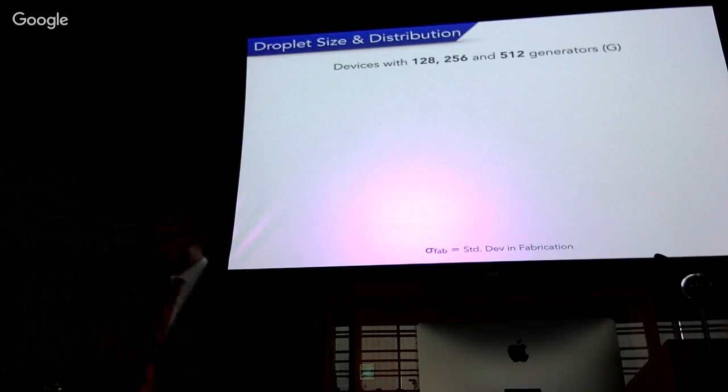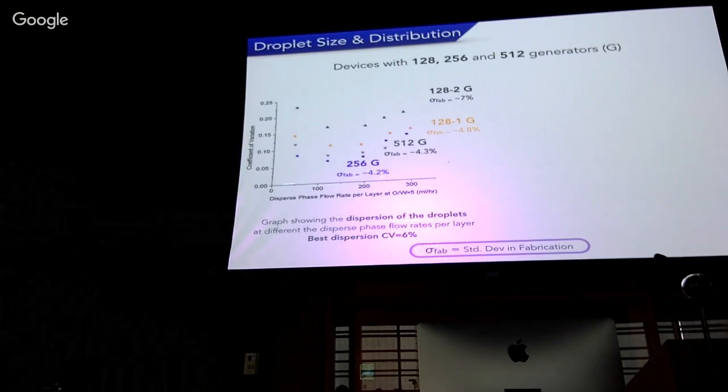Devices with 128, 256, and 512 generators were characterized. And here I'm plotting the coefficient of variation in droplet size against the dispersed phase flow rate per layer. And then I'm showing you this is 256 generators and some 70. One thing that we notice though is that when we add layers to this stack, we don't notice a relationship with the coefficient of variation. Actually, the device that had the least variation was the 256 and not the one with only a single layer.